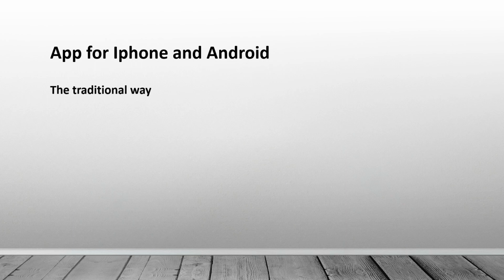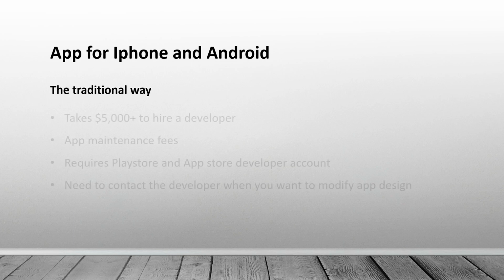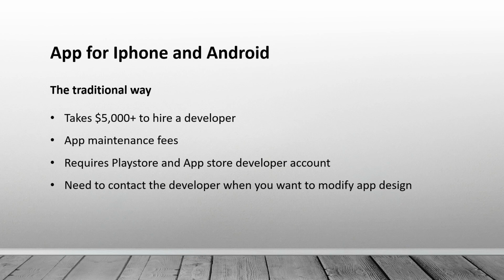So let's start. The traditional way of getting a mobile app for Android and iOS, it takes $5,000 at least, alright, to hire a developer to create a professional app. On top of that, you have to pay the app maintenance fees per month or per year, and it also requires you to have a Play Store and App Store developer account. And lastly, you need to contact the developer in case you want to modify the app design. So you need someone with you to make changes to the app, to remove any bug and stuff, alright?